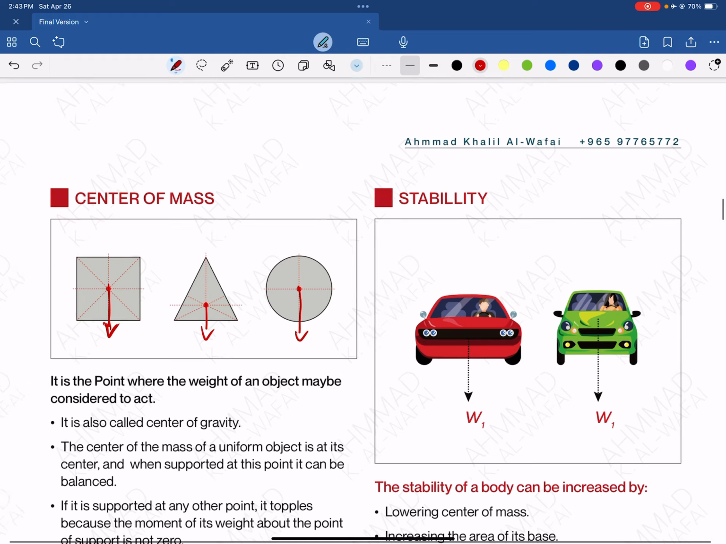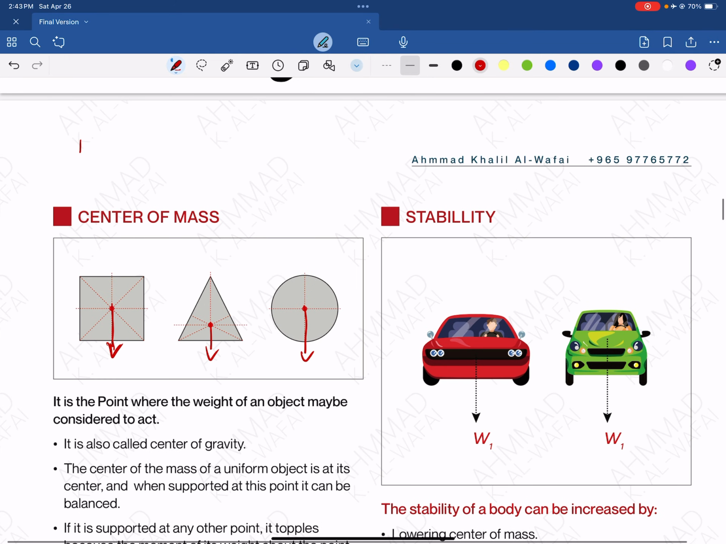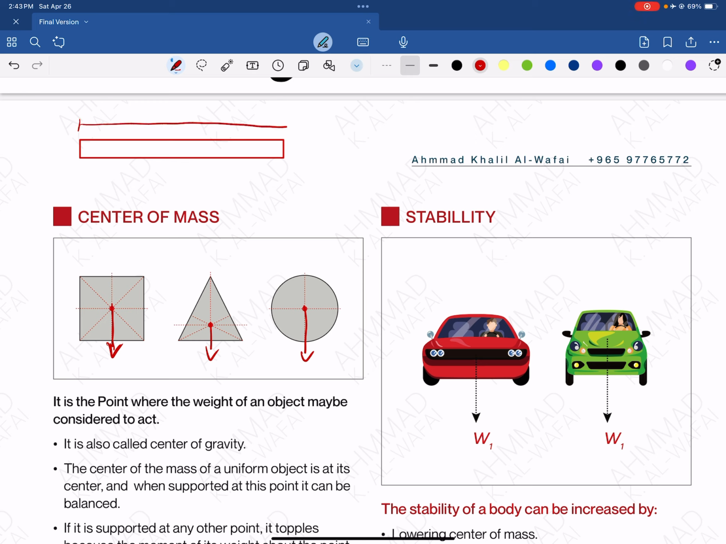A square, a rectangle, a triangle, a circle, the intersection of the diagonals is where the weight is acting. Now, what if you have a regular beam like this? In this regular beam, if it's got a length L, uniform, regular, that's what we say, the weight is concentrated at L over 2. That's where the weight is acting, basically in the middle.